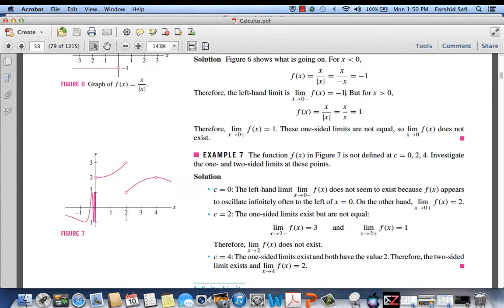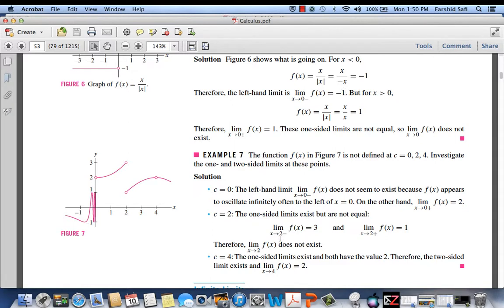As you approach x equaling 2, from the right-hand side along the curve, the y values seem to be approaching 1. So the limit as x approaches 2 from the right would equal 1. That's what you see here.